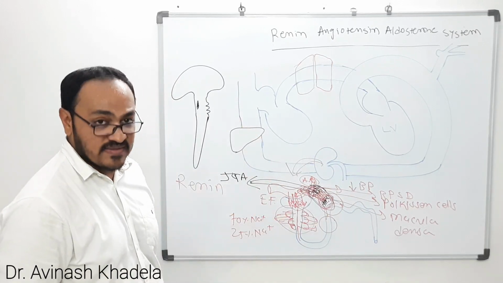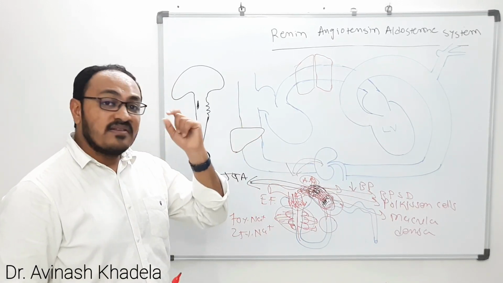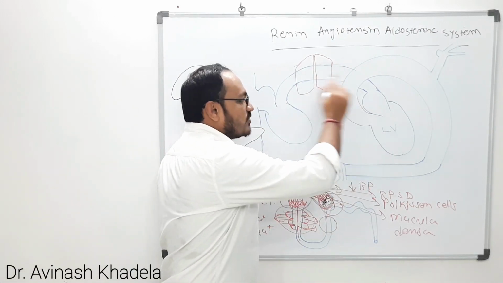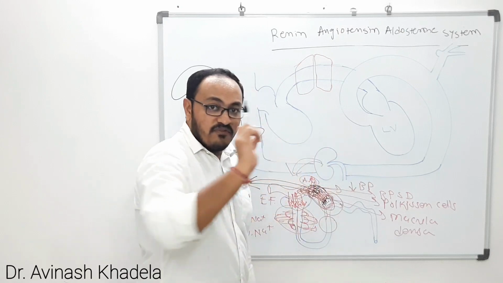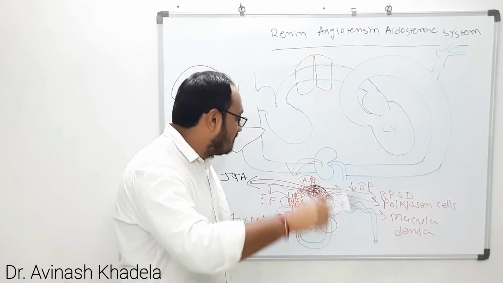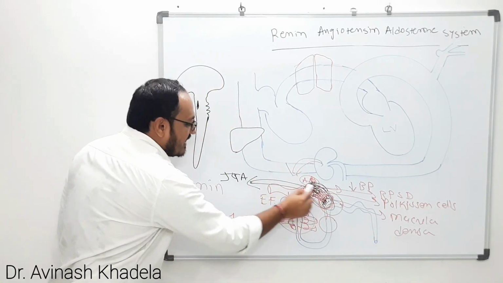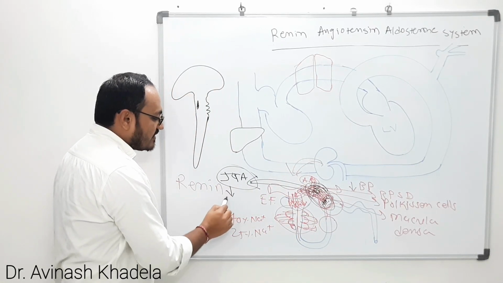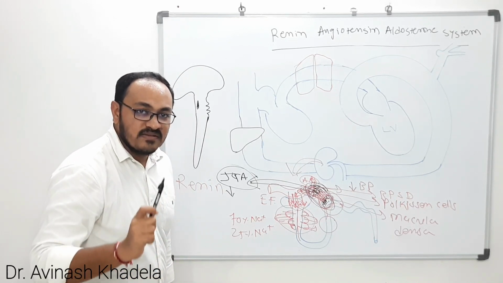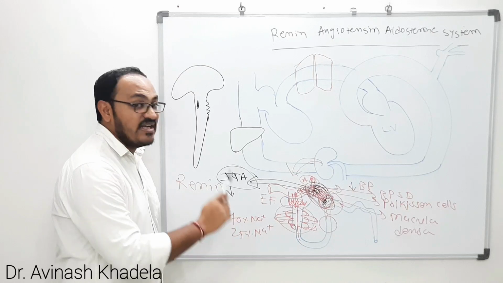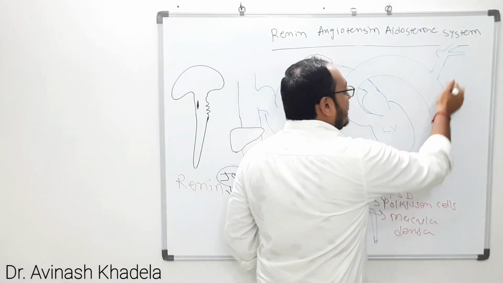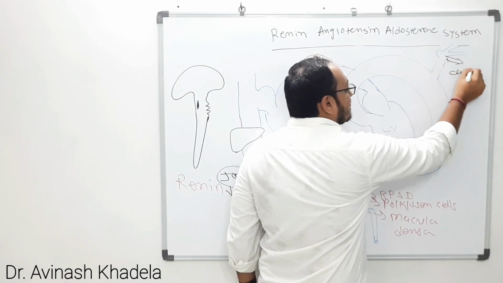Now apart from this, when we discuss the systemic release of renin, as we have seen in the circulation over here, a baroreceptor is present in the polkissen cells area, which together we call the juxtaglomerular apparatus. One baroreceptor is present over here. A baroreceptor is a blood pressure measuring device which is present in each and every nephron. The second baroreceptor is present in the carotid sinus.